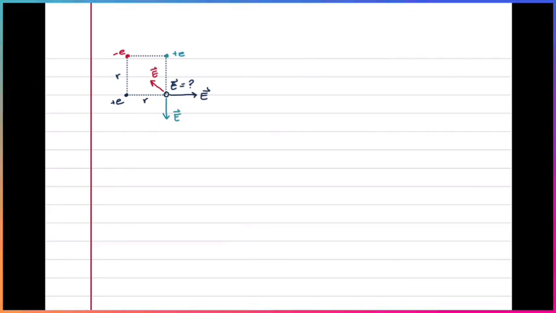And here I would suggest putting the origin at your point of interest and then actually calculating what these vectors are individually first. And I'm just going to write down the answers. So the electric field of the lower left charge is just K e over r squared, and it's pointing in the positive x direction.